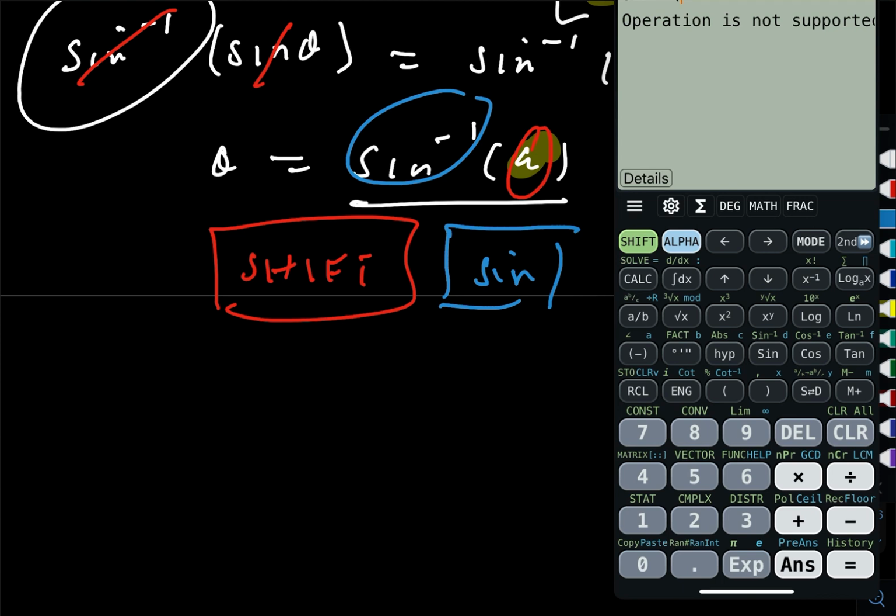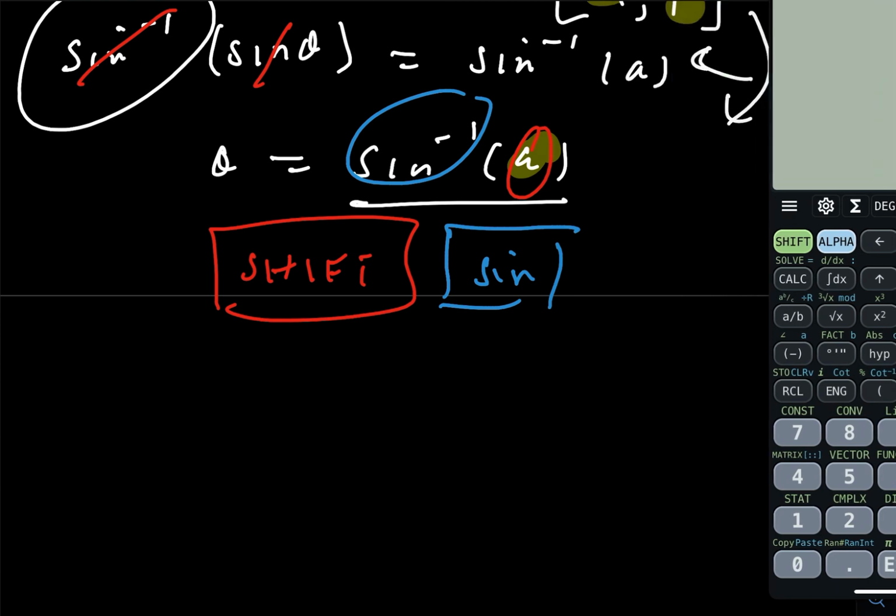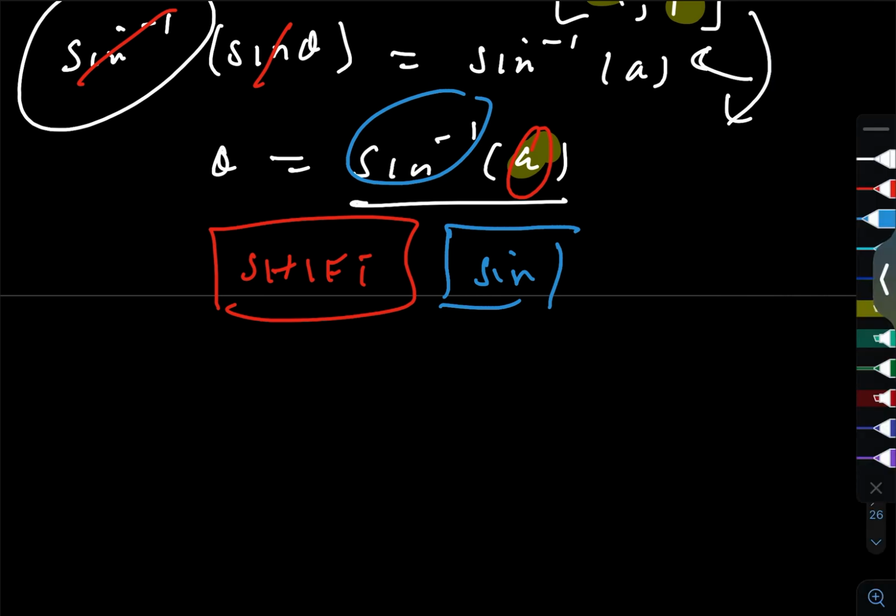And then whatever number I put there, that's what's going to come out. I even put a number so that the calculator says the operation is not supported. I just wanted you to see the symbol as it comes out there. So now, that's what I'm going to do. If I punch shift and sine, I'm going to have this.